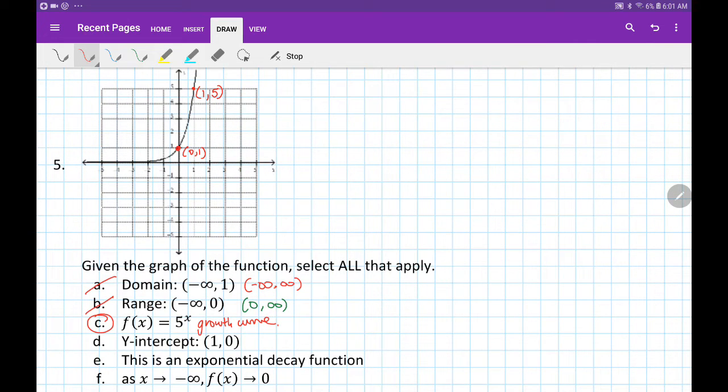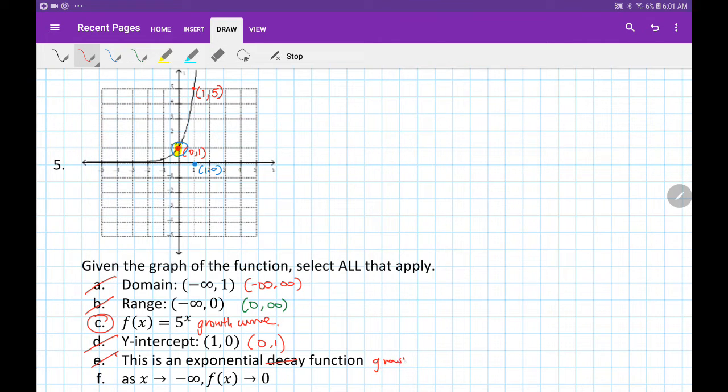Y-intercept at (1, 0). So this one's tricky because the y-intercept is at (0, 1), but they said (1, 0). So you can see they're trying to trick me, see if I'm paying attention. The y-intercept actually is (0, 1). Okay. It says for letter E, this is a decay function. No, this is false because we know decay functions start high and then decay downwards, whereas this one's actually growing.